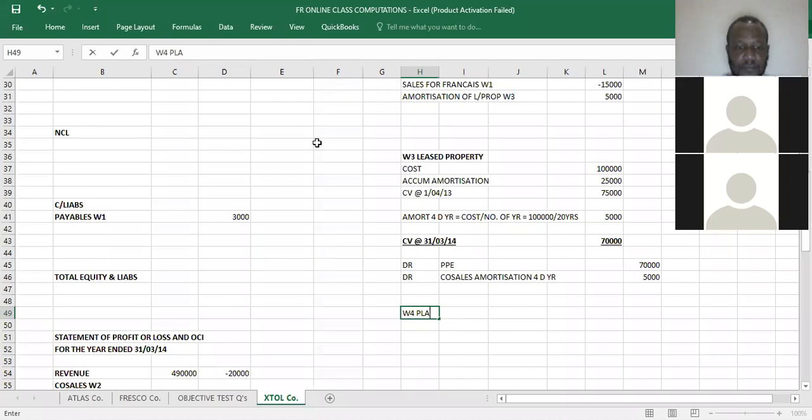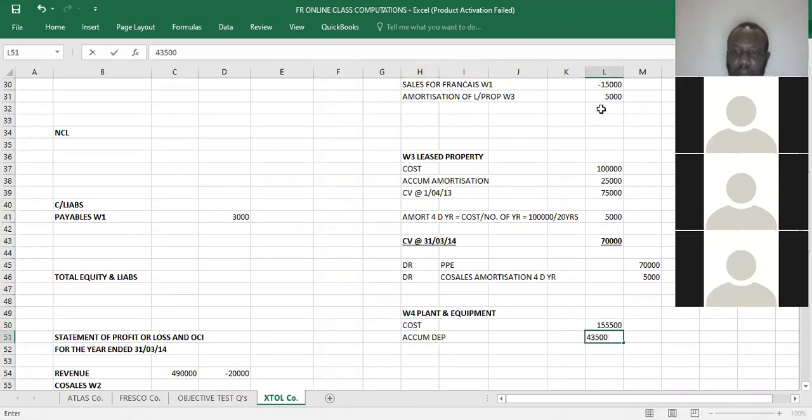So we have our plant and equipment. For our plant and equipment now, we start with costs. Or if you want to call it first April.